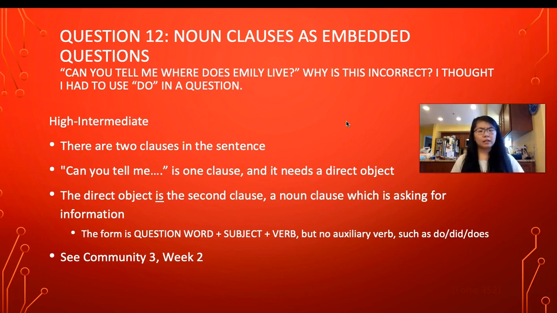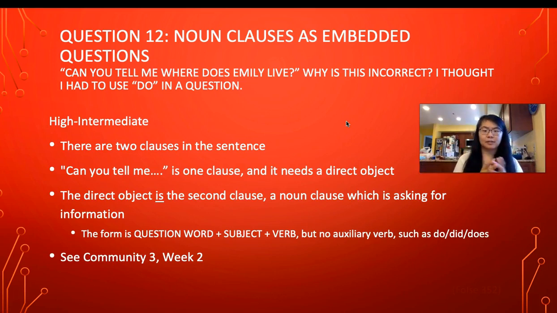So yeah, there's just a lot of moving pieces and little add-ons when you move pieces around. So there are 2 clauses in this sentence. The one is, can you tell me? That's the clause. And then this is a clause that's like asking for information. So we need to know what information we're asking for. So that information, like that's the direct object. This is a dependent clause that needs a direct object.